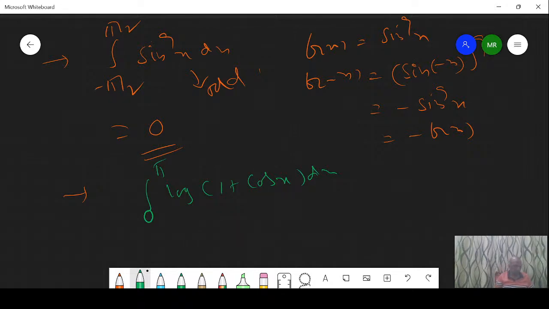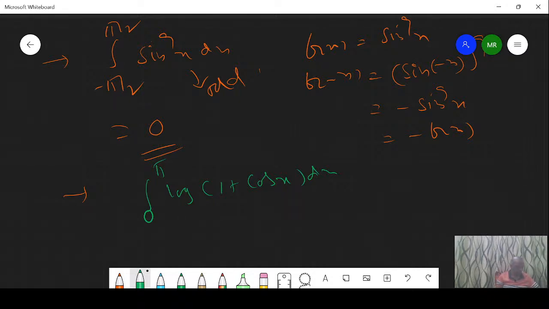So just go through the list of formulae given in that integral, 0 to pi log of 1 plus cos x dx. Otherwise, we can solve the problem also. We will get the answer. Okay, we can try to simplify this integral, 0 to pi log of 1 plus cos x dx.